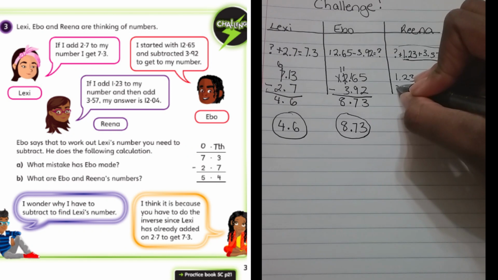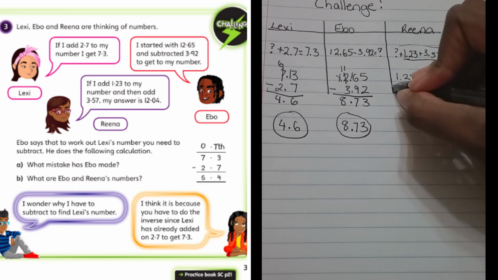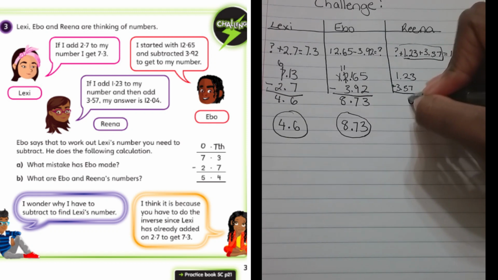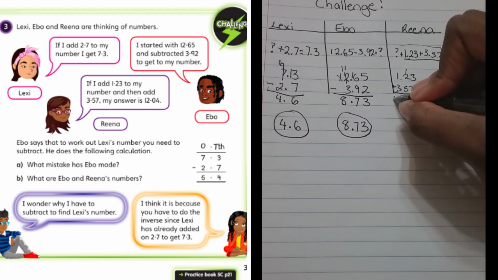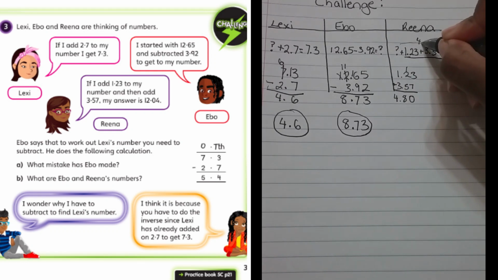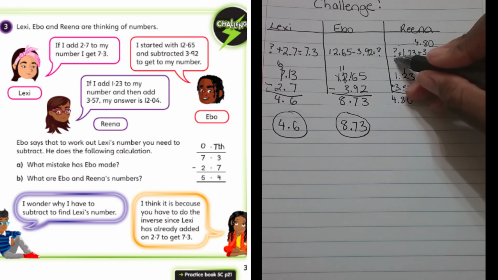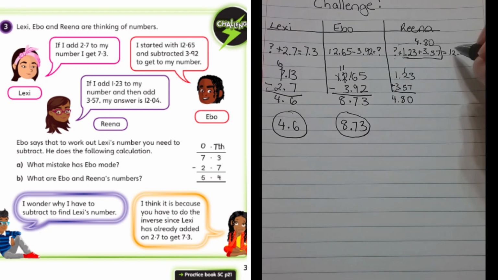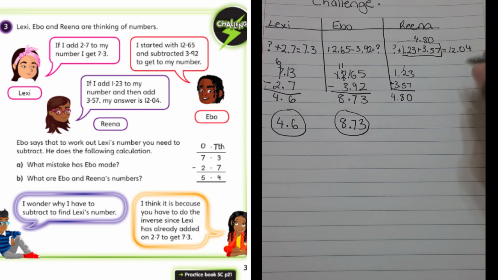1.23, 3.57. 7 and 3 is 10. 1, 2, 5 is 8. 1 plus 3 is 4. Okay, so this is all equal to 4.80. So for me to find this number now, I can start with 12.04 and take this away to see what's left.